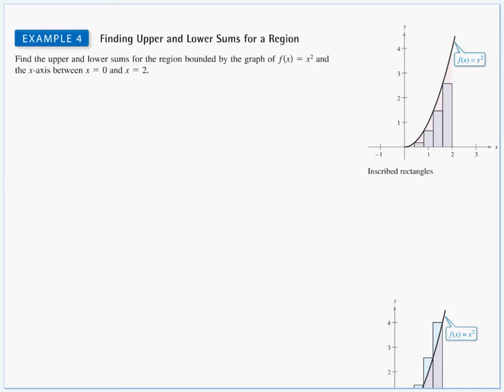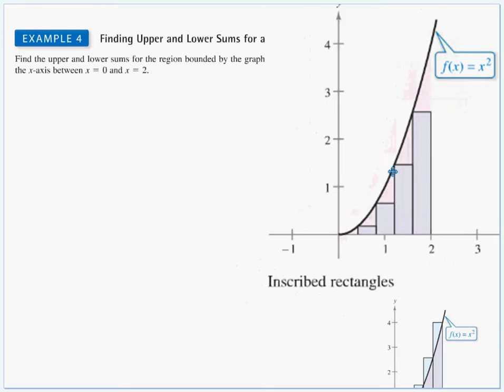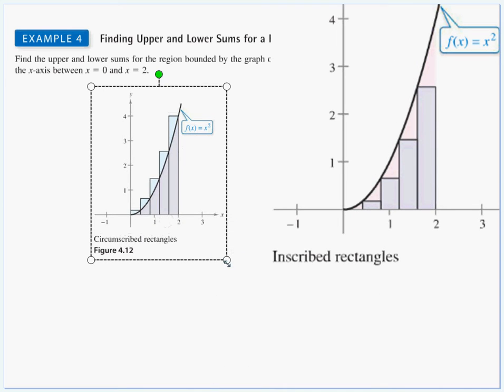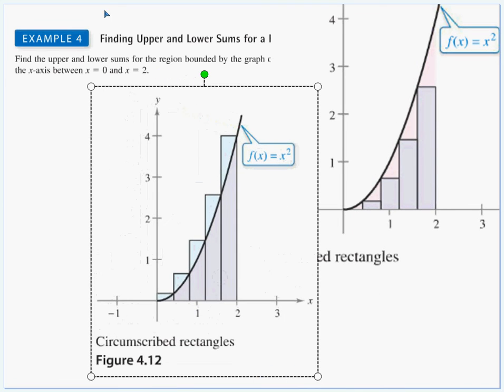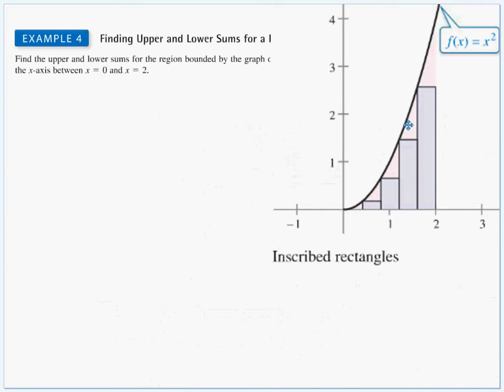So here in example 4, we're going to find the upper and lower sums for x squared. We're going to find the area of the region under x squared, but above the x-axis from 0 to 2. Here on this one, we see we are underneath the curve. All our rectangles are inscribed. We will do it again here when they extend beyond for the circumscribed rectangles. And I'm just going to make a new slide right now and drop that on there because I don't want it taking up any space over here.